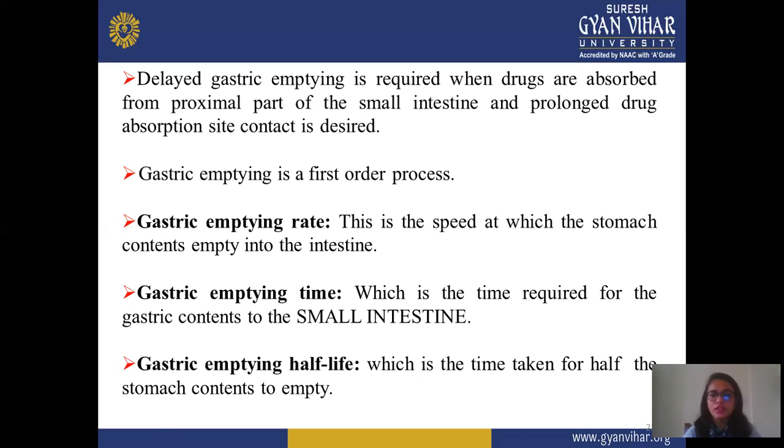These are the three terms that you should at least know about. First is gastric emptying time: the stomach content is emptied into the intestine, meaning your stomach gets empty and this content goes into the intestine. Gastric emptying time is how much time is required to transfer the content from stomach to intestine. But the rate means how much content, how much amount, is transferred from the stomach to the intestine. And gastric emptying half-life is the time taken for half of the stomach content to empty into the intestine.